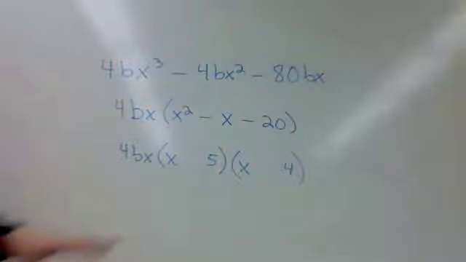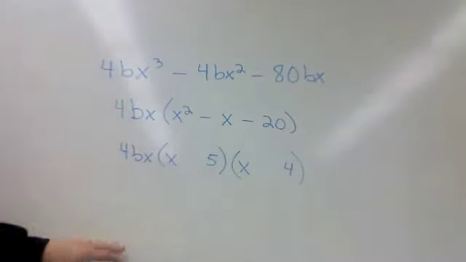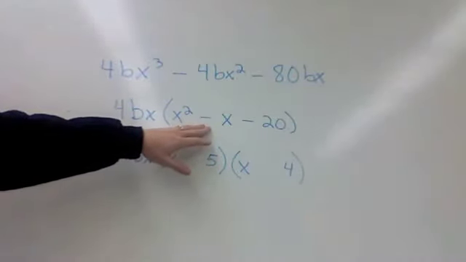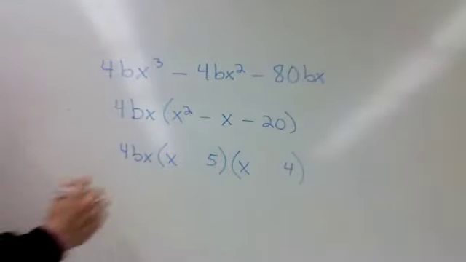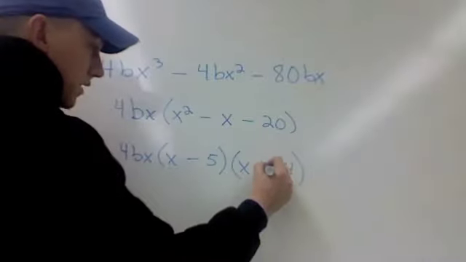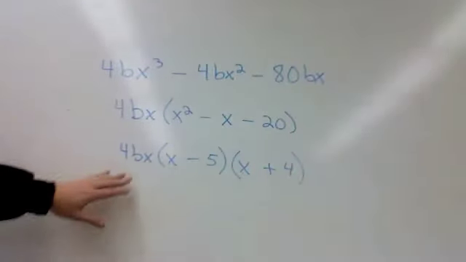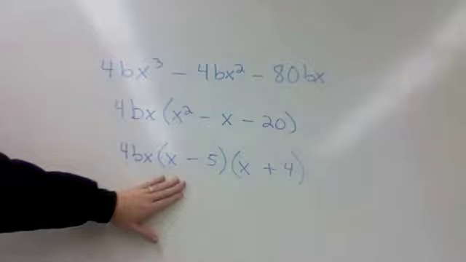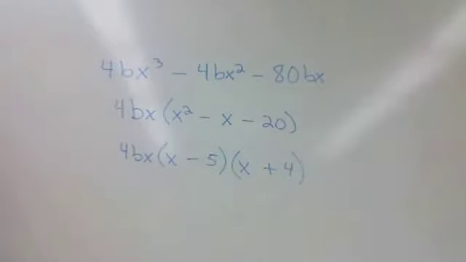Now the tricky part, again, is going to be which sign is going to go here. We see this is going to be a negative sign. So since this is going to be a negative, we're going to put that as our larger number, which is here, for -5, and make this a +4. So our final answer is going to come out to 4bx times x minus 5 times x plus 4.